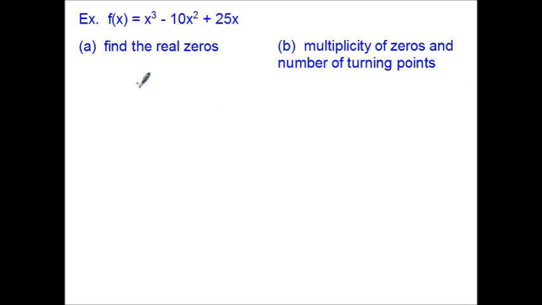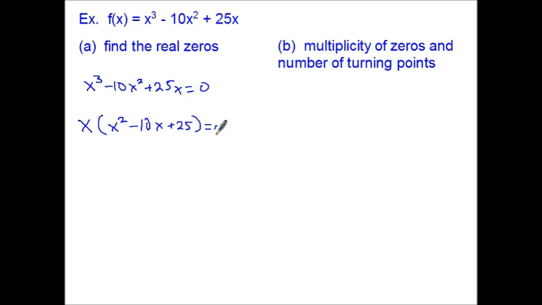Alright, let's take a look at one that's got a third power mixed in there. So I've got this, again, finding the real zeros simply means that you've got to take this guy, x to the third minus 10x squared plus 25x, set him equal to 0, and then do whatever regular algebraic things you need to do. Okay, in this case I'm going to factor out an x: x squared minus 10x plus 25 equals 0.